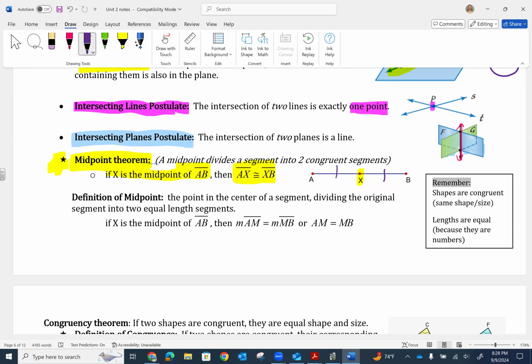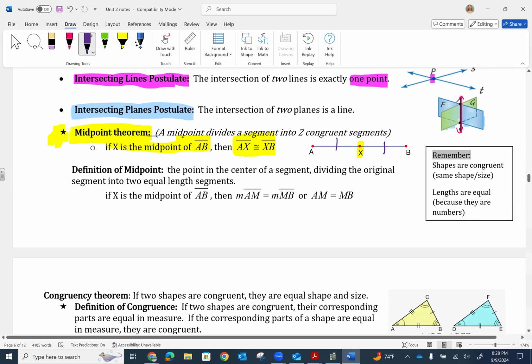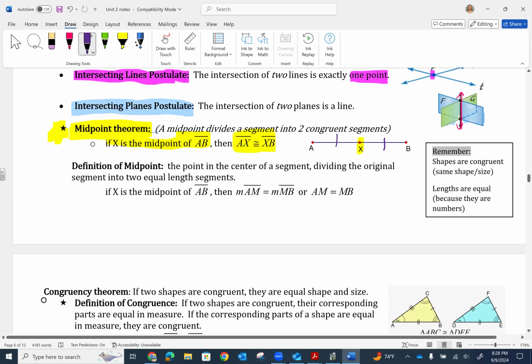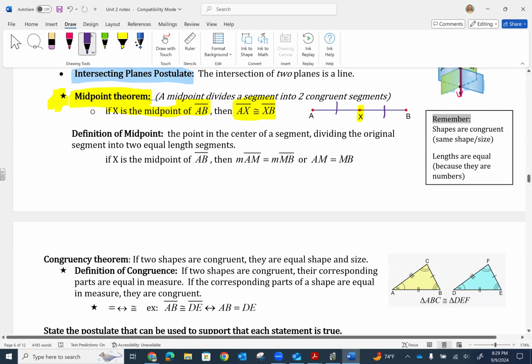Otherwise, kids kind of get confused. They're like, when do you just use the midpoint theorem? If you have a midpoint, the two parts are congruent. Theorems tend to talk about the congruency of shapes. That's another good thing to know.